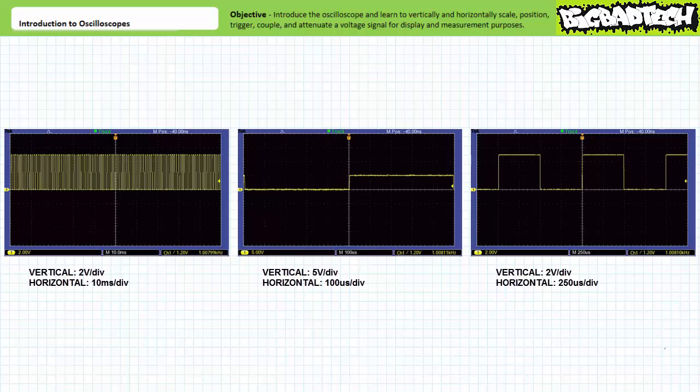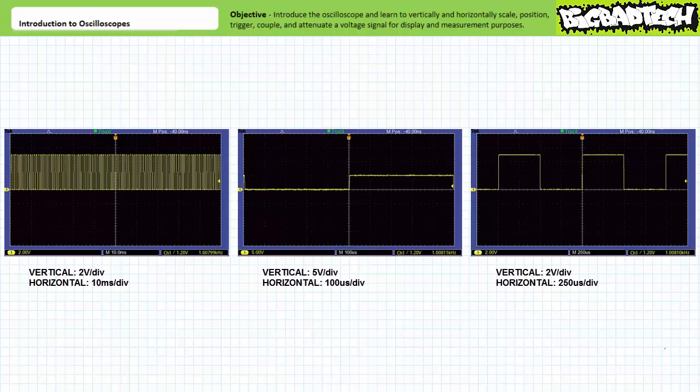Note it shows a huge number of cycles at this level of backed out horizontal sensitivity and it's hard to get a clear picture of an individual pulse in the larger crowd. The second one has a vertical sensitivity of 5 volts per division and a horizontal sensitivity of 100 microseconds per division. Note the waveform seems pretty squat and barely fits one cycle on the screen.